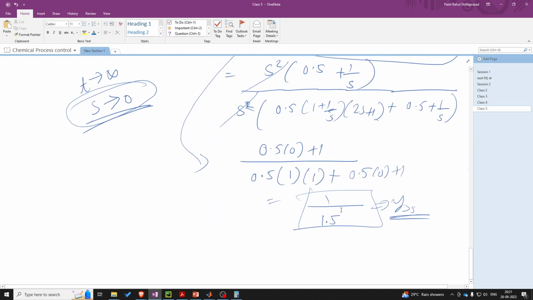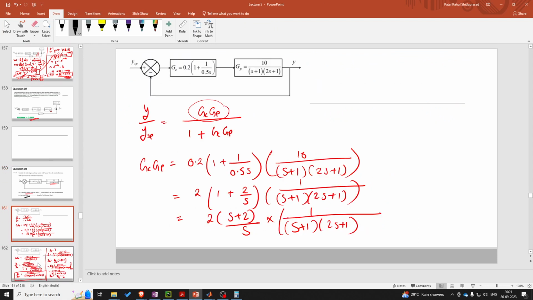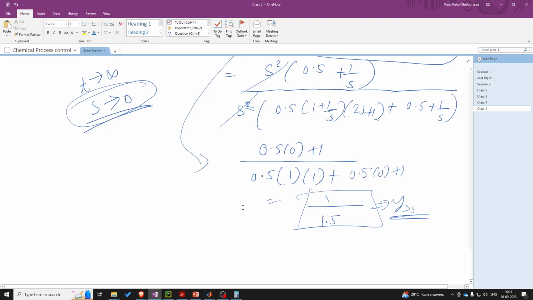Yes, so you can try working out the solution, and I think we can just take a look at the solution that I am having over here. So yes, what we did was we calculated the transfer function of this system. So this I am writing as 2 into 0.5 s. So this I am writing as 2 by s. So s plus 2 by s.